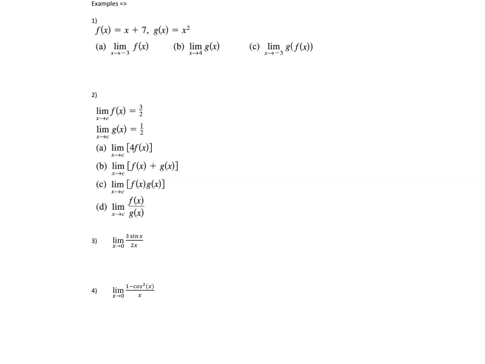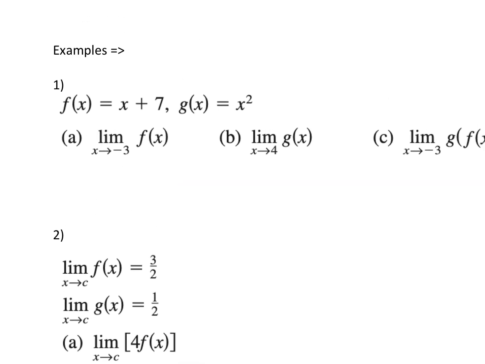All right, let's look at example 1 here. Quick and easy. Plugging in these values, you're given two functions. If I evaluate the limit at -3 for f of x, that means I'm just plugging in -3. So -3 plus 7 is 4. Okay, next one says, what's the limit as x approaches 4 of g of x? Well, I plug in 4 for g of x, and I get 4 squared, which equals 16.